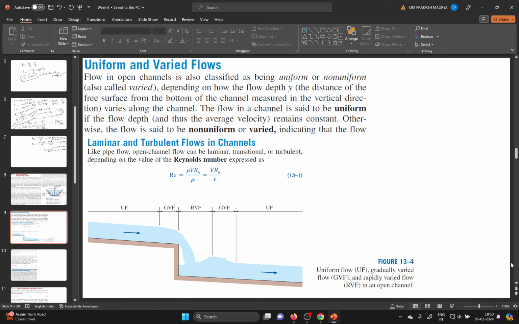Actually, uniform and varied flow was also today's topic, the open channel flow and uniform flow. In the figure below you can see the uniform flow, gradually varied flow, rapidly varied flow, then gradually varied flow and uniform flow. If a step like this is there in the channel, what will happen? Upstream, your flow will be uniform, but just upstream of the step you get gradually varied flow.